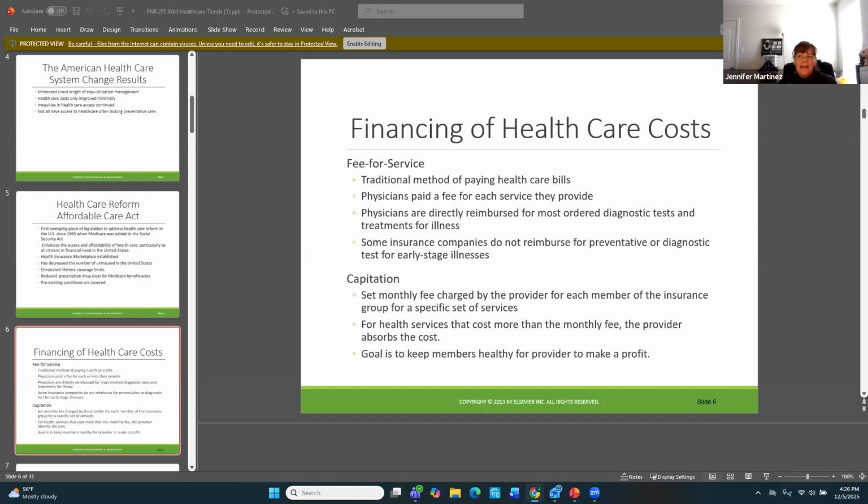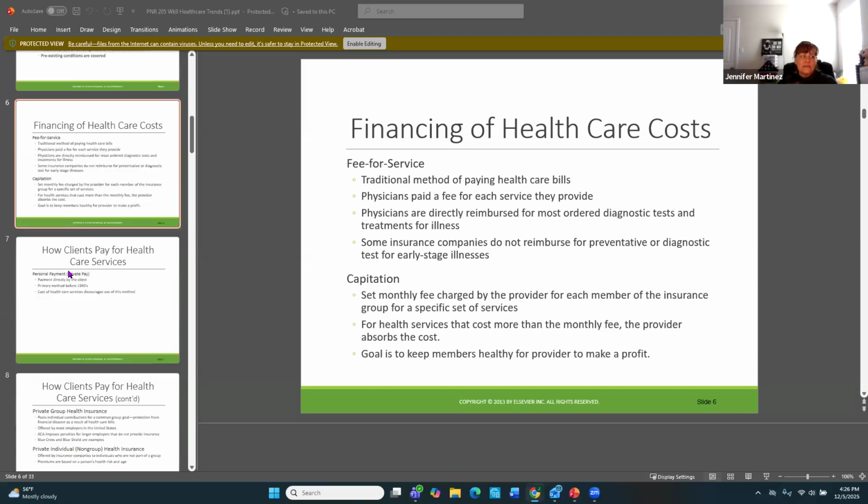So we look at how we finance healthcare costs. So this honestly, and yes, it's a little dry, but it's just really a lot of definitions. So fee for service. Fee for service is the traditional method of paying healthcare bills. So you have a sore throat, you go to the doctor, and the doctor runs a strep test, gives you an exam, and they charge you whatever it is. Okay, that's your fee for service. So the healthcare providers are paid a fee for each service that they provide.